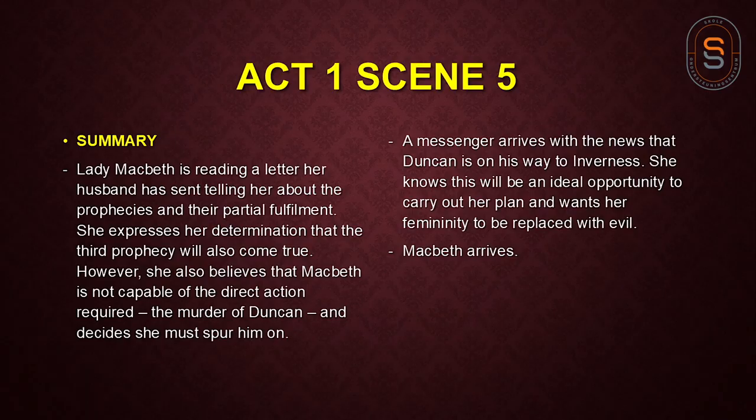Act 1, Scene 5. The summary: Lady Macbeth is reading a letter from her husband, telling her about the prophecies and their partial fulfillment. She expresses her determination that the third prophecy will also come true. However, she also believes that Macbeth is not capable of the direct action required, that is the murder of Duncan, and decides she must spur him on.